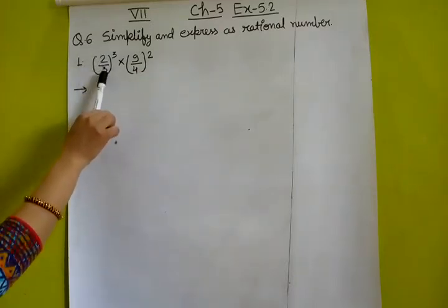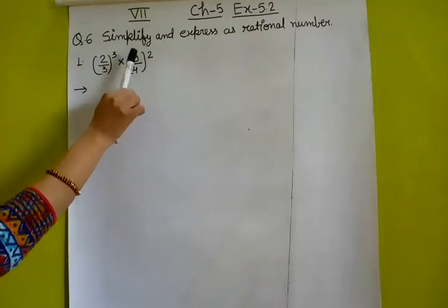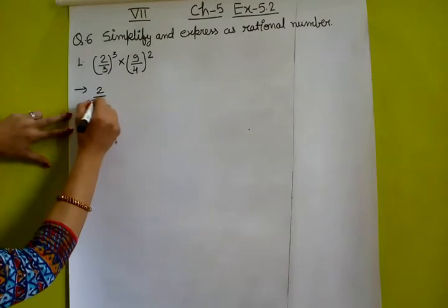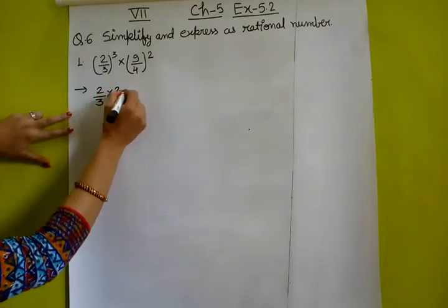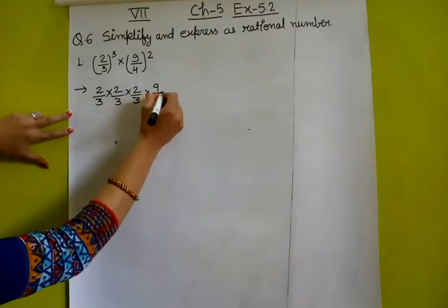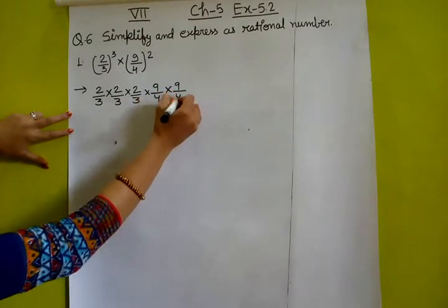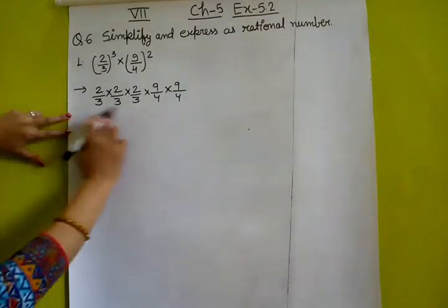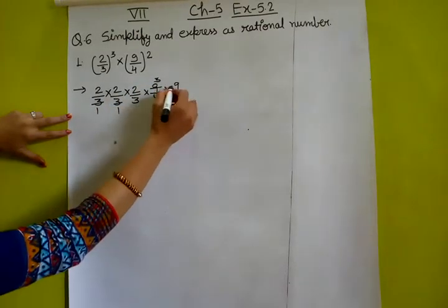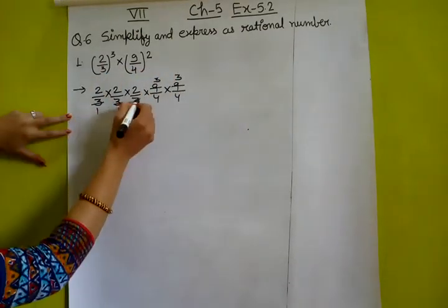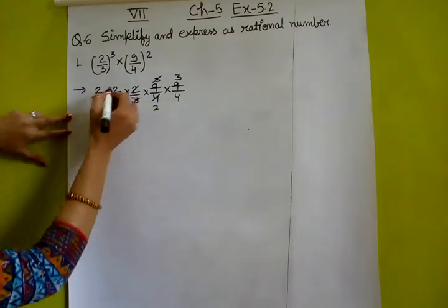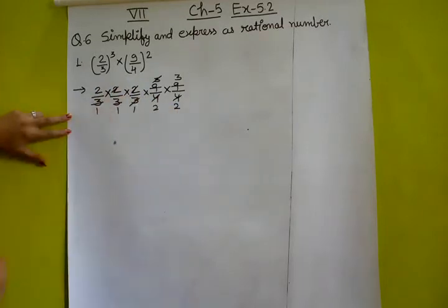So first of all, (2/3)^3 multiply (9/4)^2. First of all students, I will expand this power: 2 upon 3, 2 upon 3 and 2 upon 3. Afterwards students, this 9 upon 4 and 9 upon 4. Now students, I can use the cutting method. 3 ones are 3, 3 threes are 9, 3 ones are 3 and 3 threes are 9. Now again this 3 ones are 3 I can cut. Now 2 ones are 2 and 2 twos are 4. Again 2 ones are 2 and 2 twos are 4.